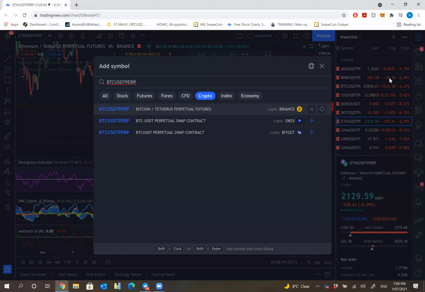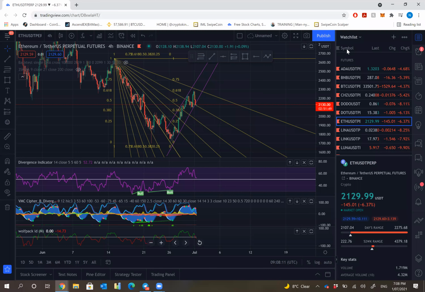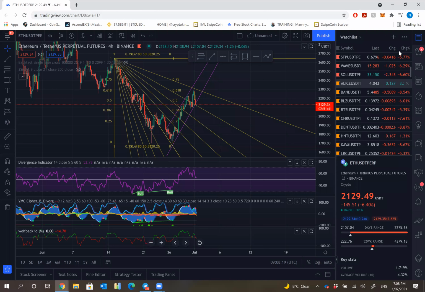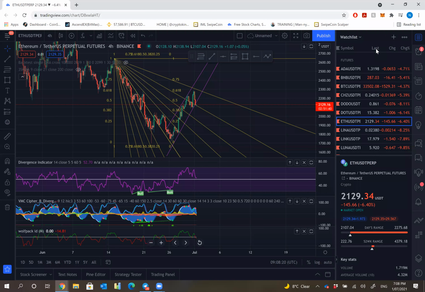So then when it's in your watch list, it's actually added here. And then you can go through every single coin. You can sort it through symbol, you can sort it through flag, you can sort it through percentage change of the day, you can sort it through the last price. You can also make folders of coins, just for anyone that doesn't know.